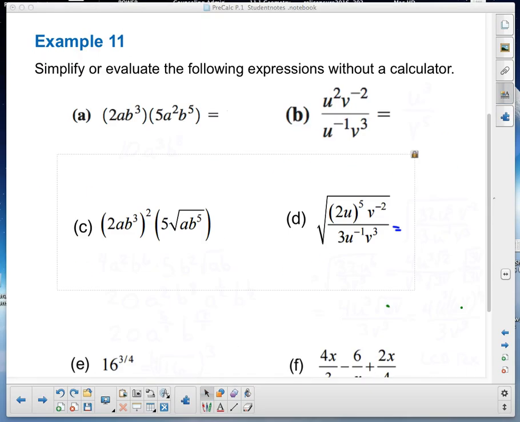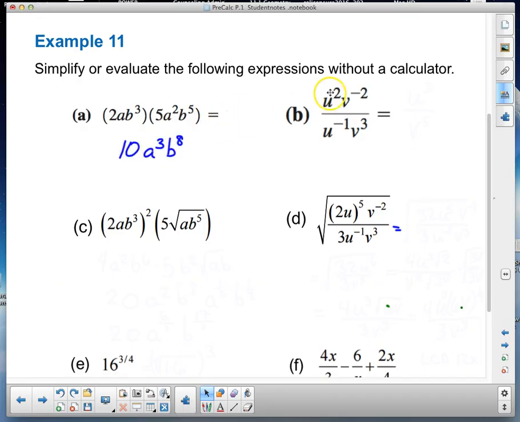Now, let's look at the answers or solutions for 11. First of all, the numbers will multiply numbers. I don't have any powers outside, so I'm going to go 5 times 2, which is 10. And then I've got a to the first, a to the second, which is a to the third, b to the third, and b to the fifth, which is b to the eighth. So I have 10 a to the third b to the eighth. They get more involved when I have quotients like this.